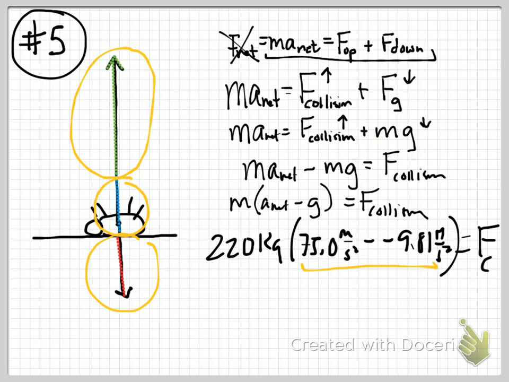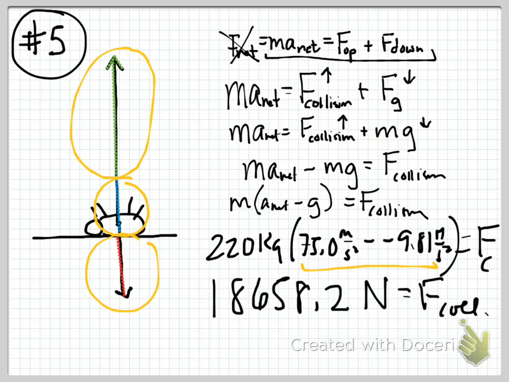Okay, so what do we get for our raw number? For a raw number we get 18,658.2 newtons is the force of the collision. What do we have? 3 sig figs? Yeah. So in round figures, 18,700 newtons upward is the force of the collision.